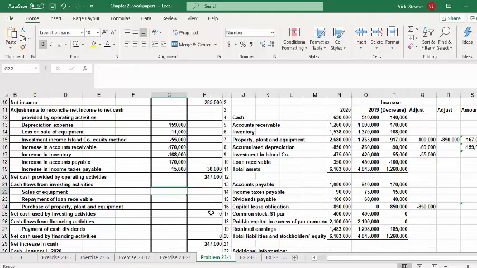$247,000. Next, we're going to record our cash flows from investing activities. If you remember, we sold equipment for $20,000. We also received cash from that repayment of that loan of $100,000, and we had purchases of property, plant, and equipment that we calculated to be $167,000. So we have net cash used by investing activities of $47,000.